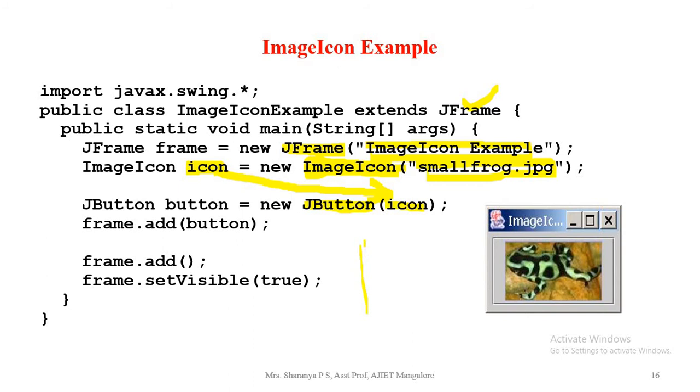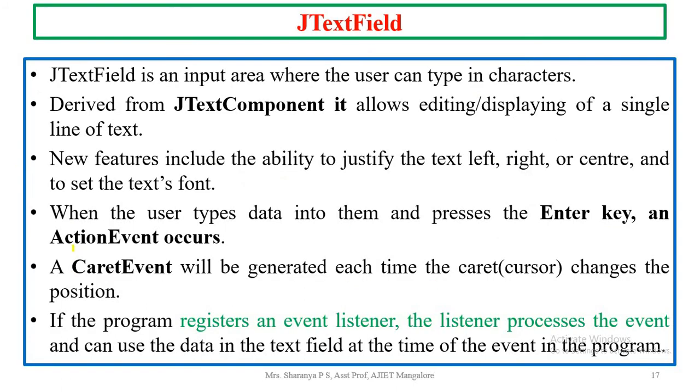So whenever the button is displayed, along with that button, the image which we passed through the icon object will also be displayed. And finally, these two steps will add the button onto the frame, and the frame to the final display, and visibility will be set to true. So we'll see the example together.